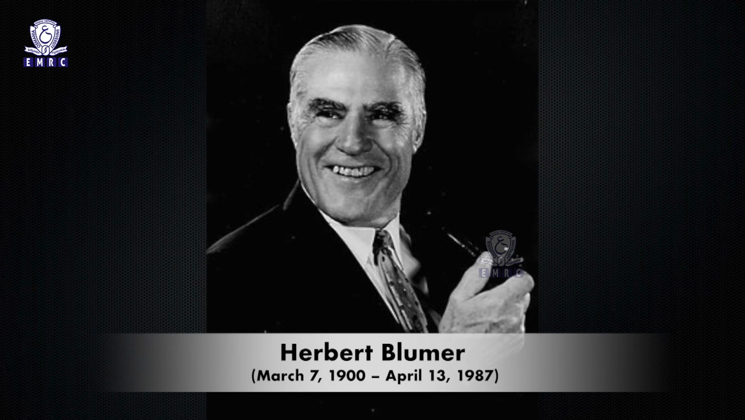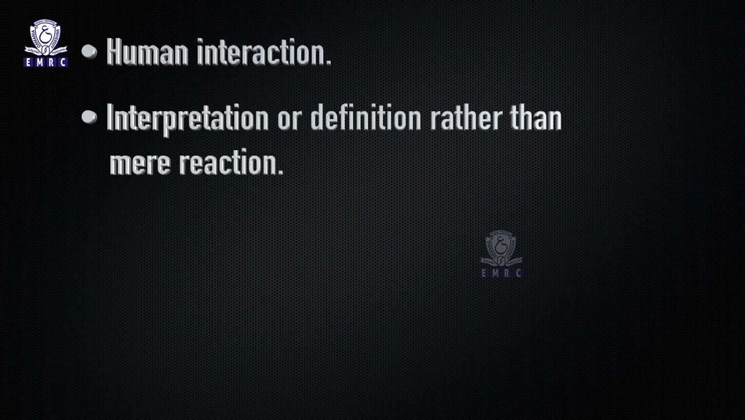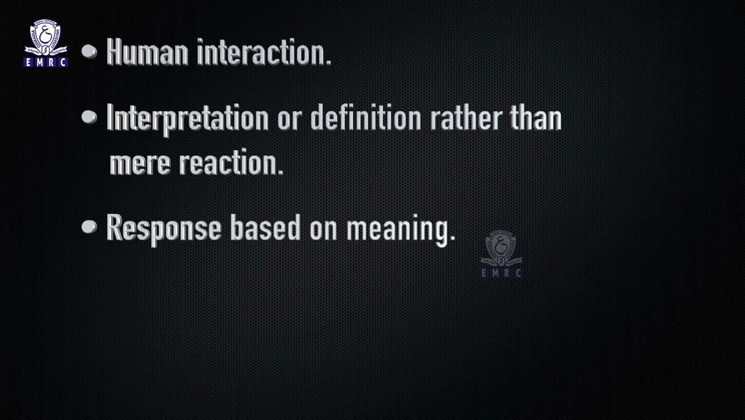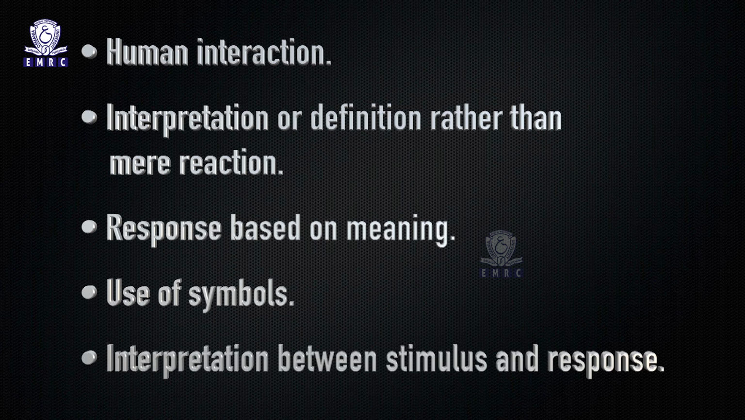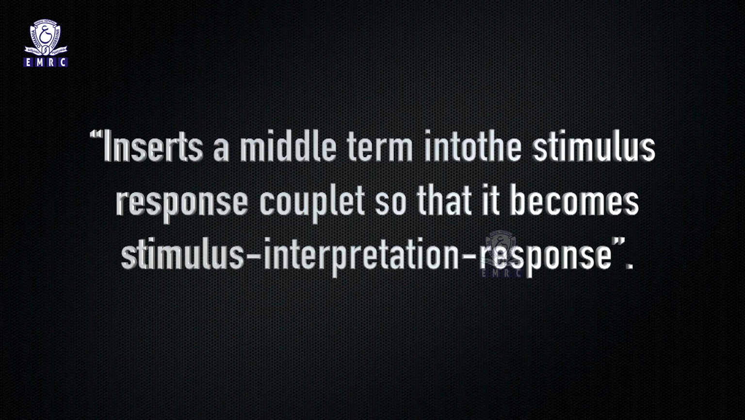According to Blumer, the characteristics of this approach are human interaction, interpretation or definition rather than mere reaction, response based on meaning, use of symbols, and interpretation between stimulus and response. Blumer proposed an interpretive model for sociology which inserts a middle term into the stimulus response couplet so that it becomes stimulus, interpretation, response. This can be understood as stimulus, interpretation, response for the symbolic interaction perspective.